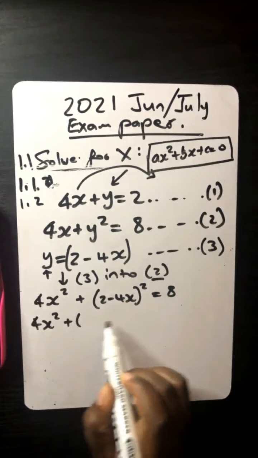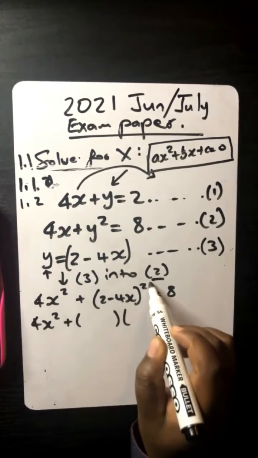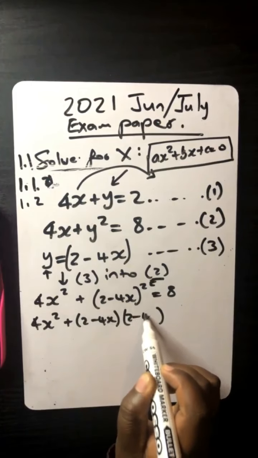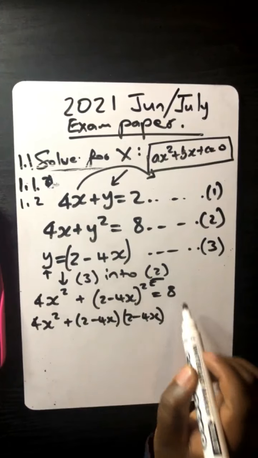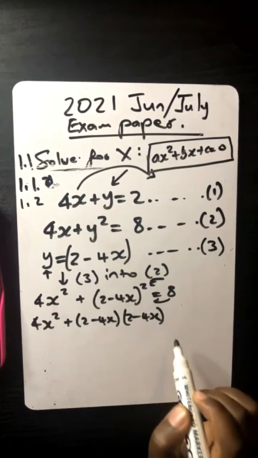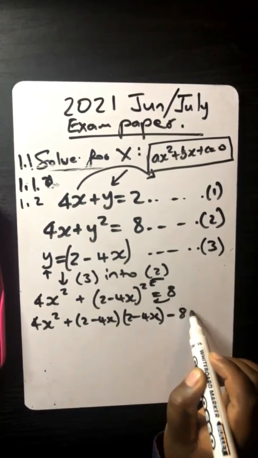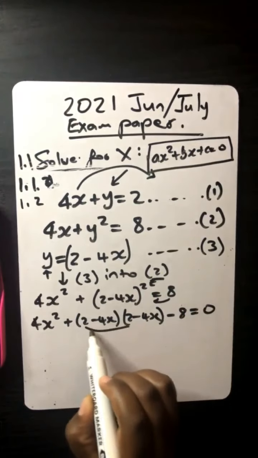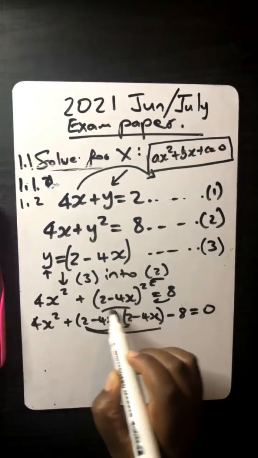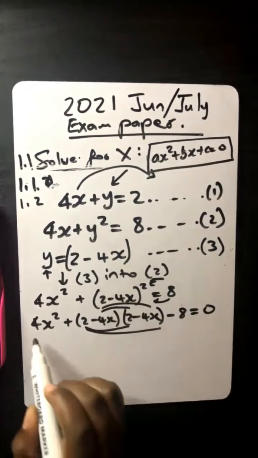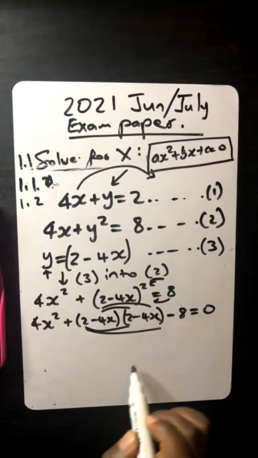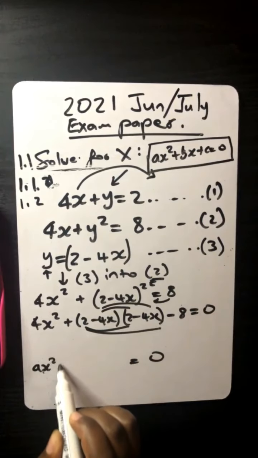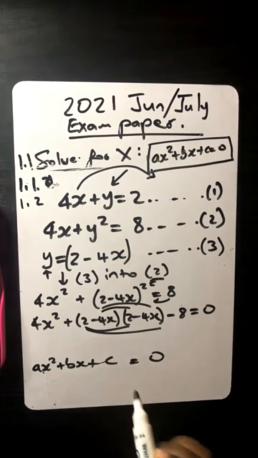Now it means you've got 2 of the same thing. That squared means 2 of the same thing, which is that. At the same time, you can just transpose, because you already know you will need to equate it to 0. Then you say that times that, that times that. This times that, that times that. Then you work out the like terms. Then you're going to have an equation in the standard form of ax squared plus bx plus c.